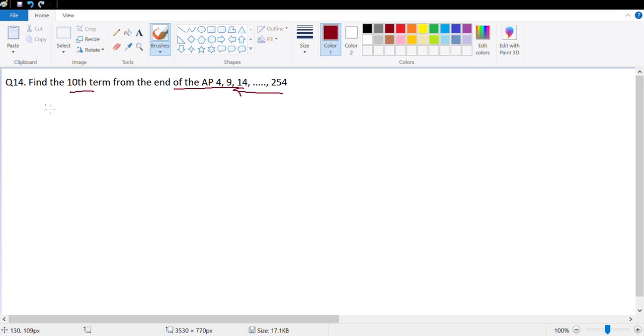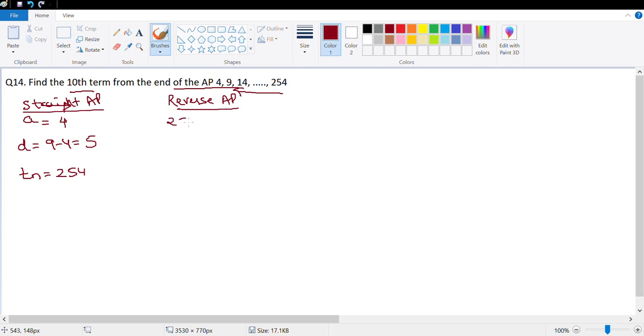If I have a straight AP, my first term is A, in this case 4. Common difference D is 9 minus 4, which is 5. And the nth term is given as 254. Perfect. Now if I reverse this AP, what will I get? My AP would look like 254 and then 14, 9, 4. In this case, A becomes 254, D becomes 9 minus 14, which is negative 5, and the nth term becomes 4. Right? Now this is my reverse AP.